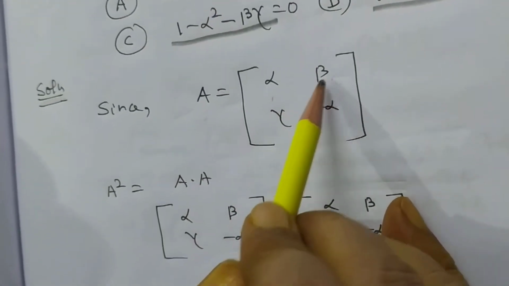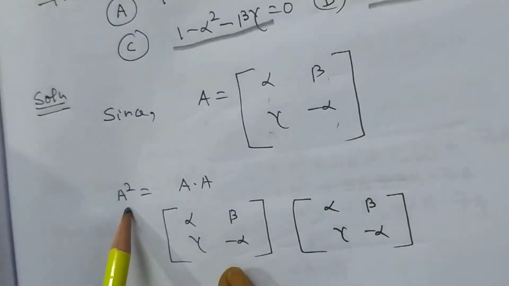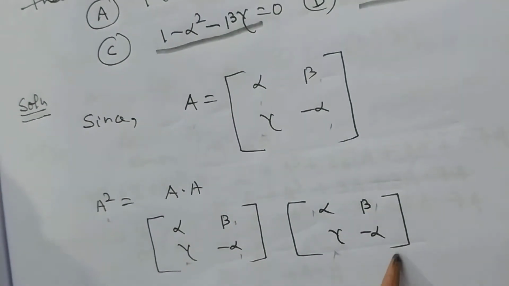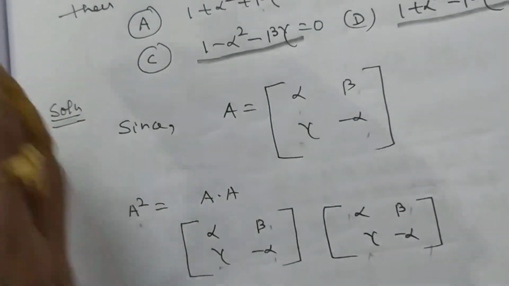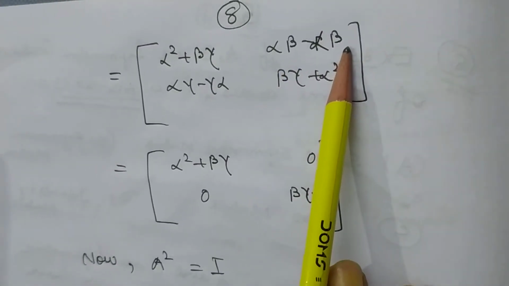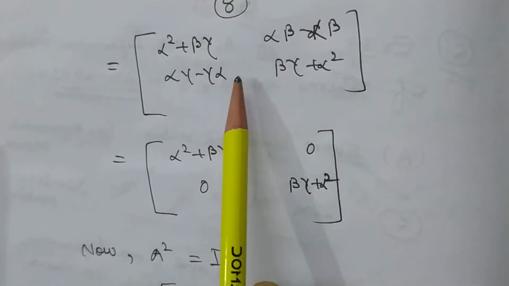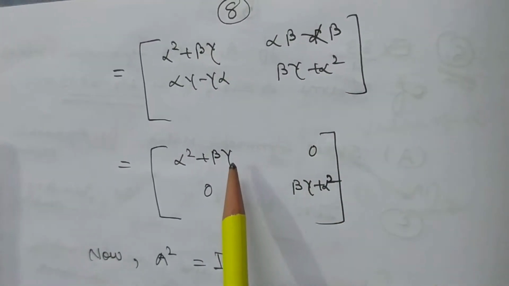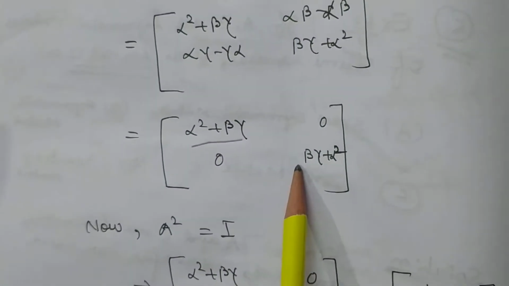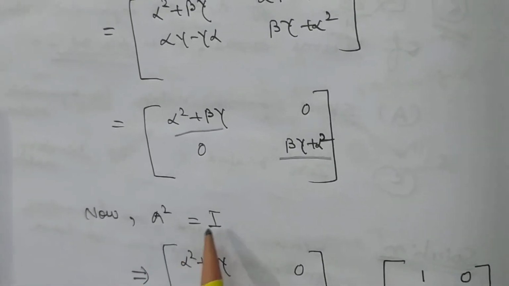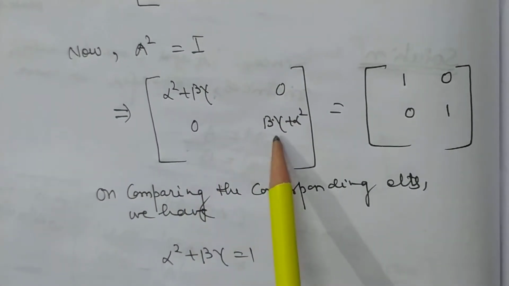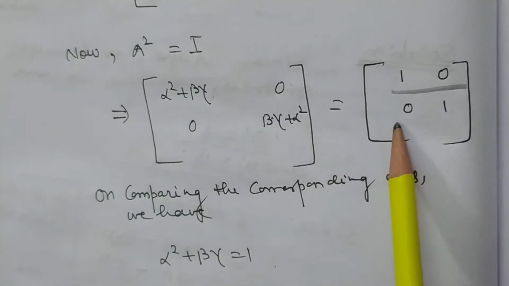Since A is equal to [alpha, beta; gamma, minus alpha], A square is equal to [alpha, beta; gamma, minus alpha] times [alpha, beta; gamma, minus alpha]. So multiplying these two matrices, we have alpha square plus beta gamma, alpha beta minus alpha beta, alpha gamma minus gamma alpha, beta gamma plus alpha square. So it is alpha square plus beta gamma on the diagonal. Now A square is equal to I. So [alpha square plus beta gamma, 0; 0, beta gamma plus alpha square] is equal to [1 0; 0 1].